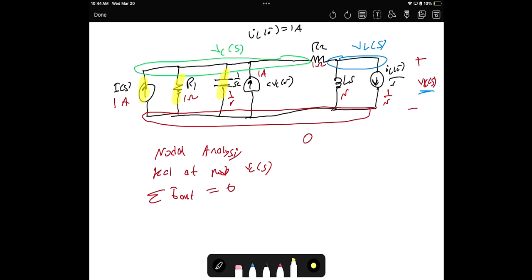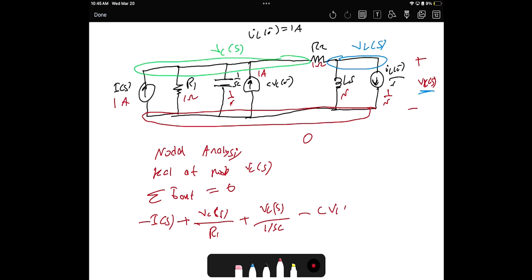So this yields negative I source plus VC of S minus 0, which is VC of S, divided by R1, plus the other one, VC of S divided by the impedance, which is 1 over SC. Then the other one, this current source is entering, then we put a negative sign. So it will be negative C VC of 0 negative.